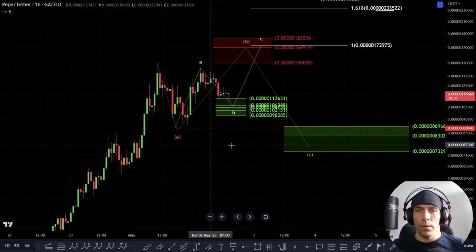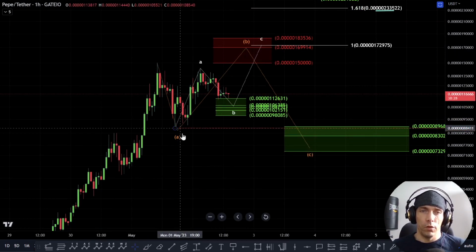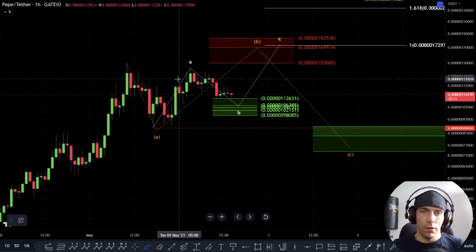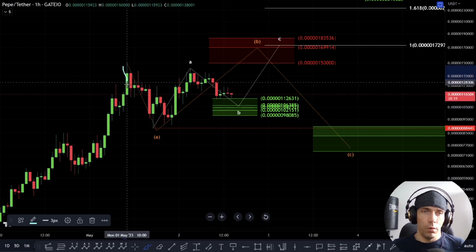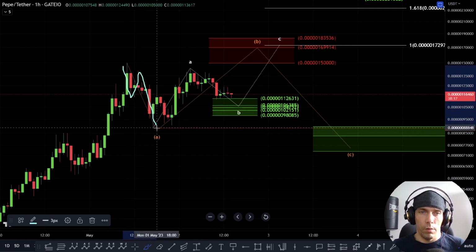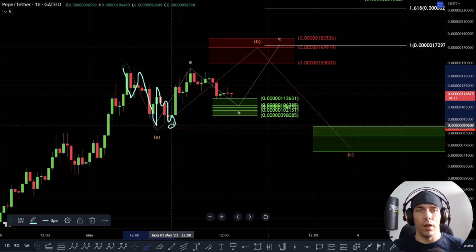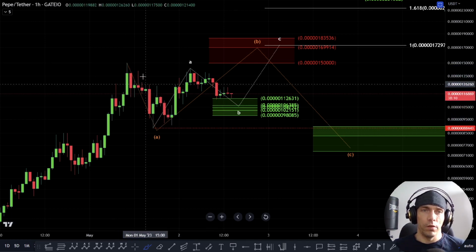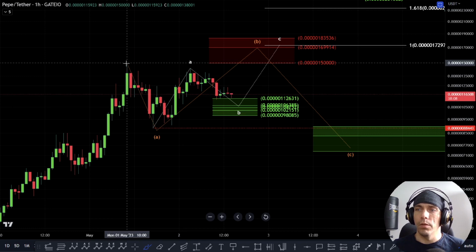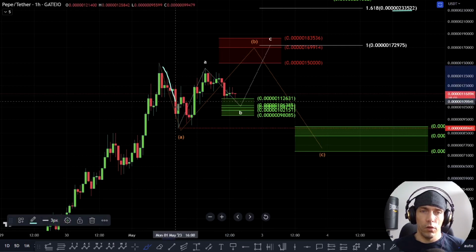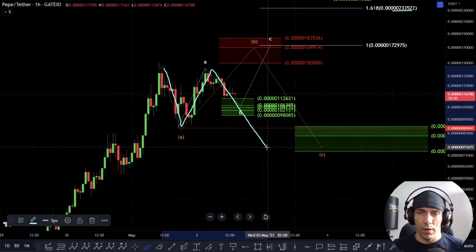Now, if, however, this is not the case, and we actually look to just start to break down deeper from this point, we need to be just a little bit cautious, because just the same way as we can potentially count this as a diagonal up, we could also argue this is 1, 2, 3, 4, and actually we complete into this point here. So this could actually be a diagonal in itself. So really, until we actually break back above this 15000 area, we need to be cautious we don't start to get a bigger breakdown here. So now this could just be a B and then a C to the downside.